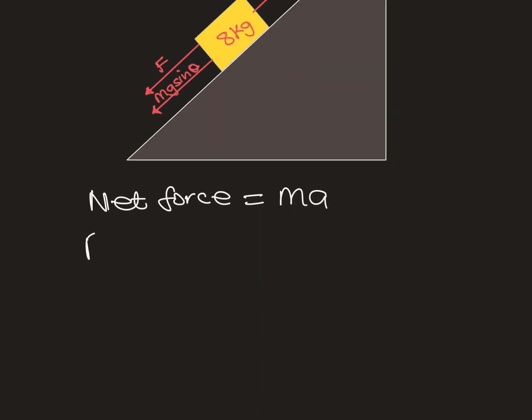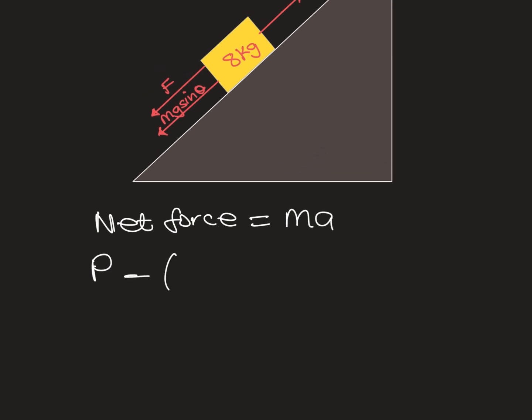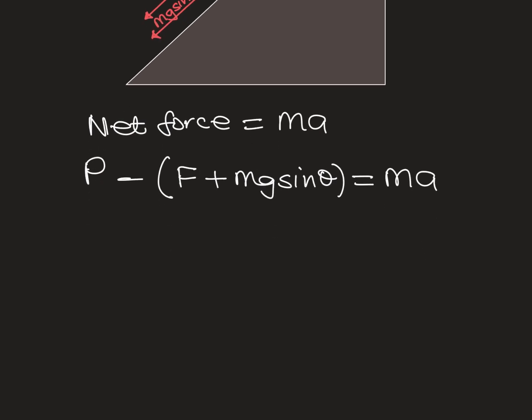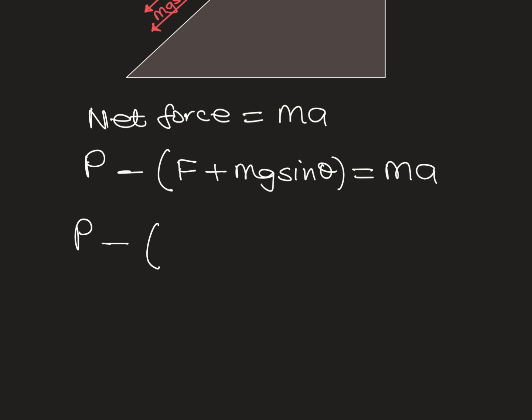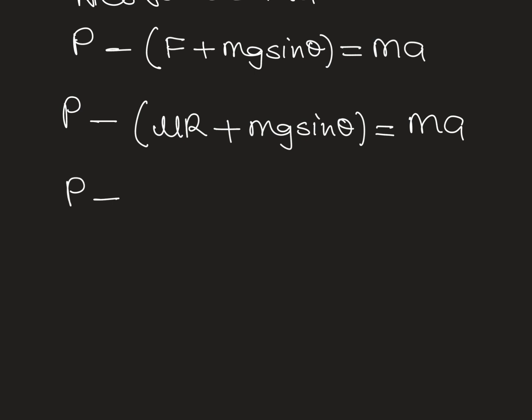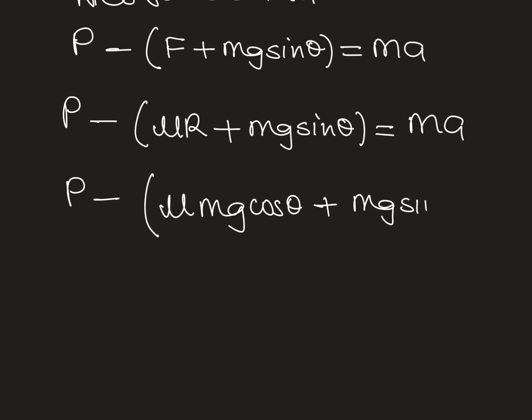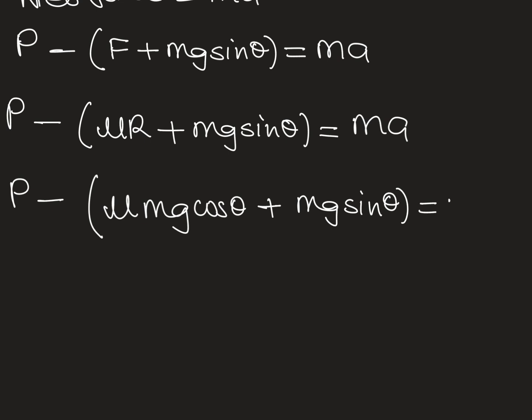So what will be the net force? We'll have P, the applied force, minus the downward forces, F plus mg sine theta. So this will be equal to ma. So we'll have P minus, what is F? F is mu R, so plus mg sine theta. This is equal to ma. So that will be P minus mu, what is R? R is mg cos theta, plus mg sine theta. This is equal to ma.